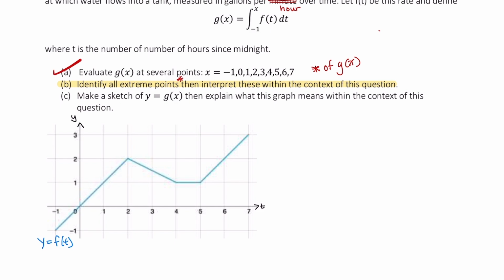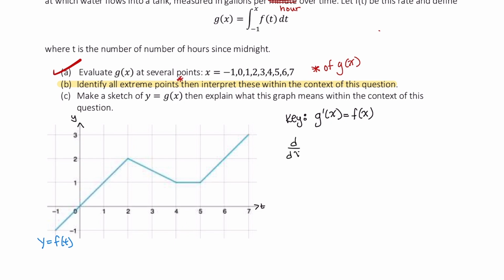So the key to remember here is that the derivative of g is equal to f. And that has everything to do with the first fundamental theorem of calculus. So if you don't see it here, let me work that out real quick.